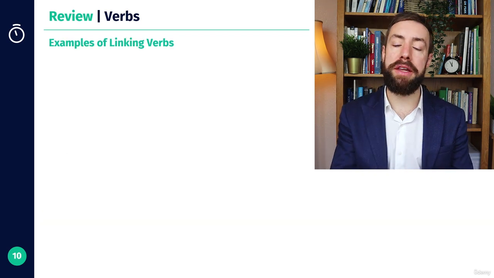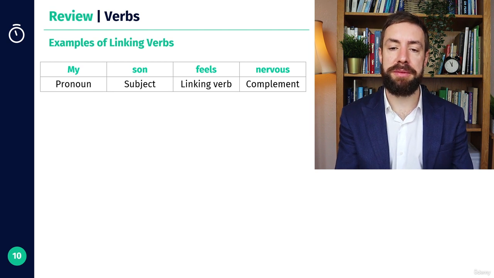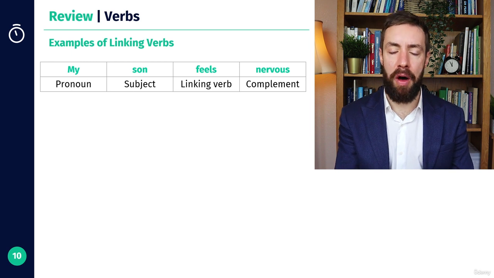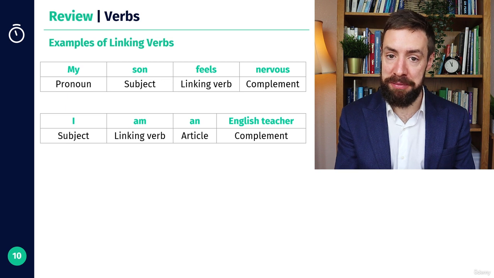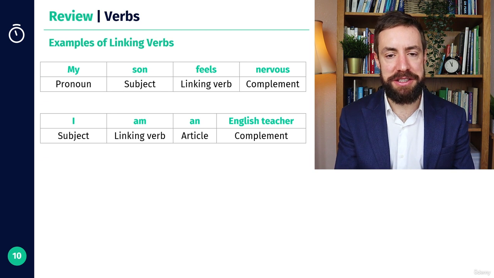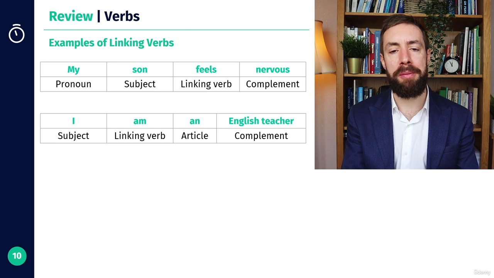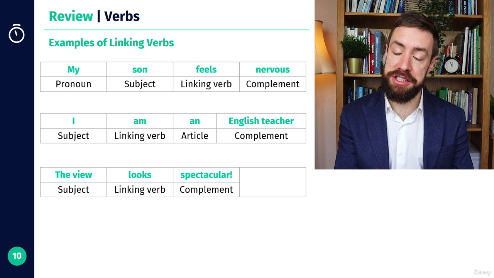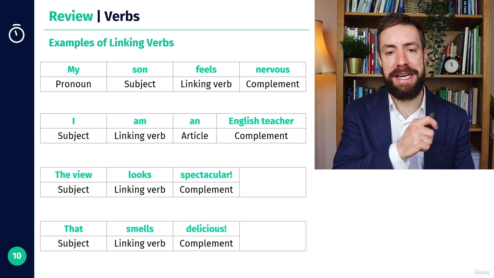And we can see some more linking verbs here. So my son feels nervous. So the subject is son. The linking verb is feels. And then the complement, the adjective, is nervous. I am an English teacher. And the complement is English teacher. It's talking about the subject. The subject is I. And the linking verb, am. So one form of to be. The view looks spectacular. The subject, the view. The linking verb is looks, and the complement is spectacular.